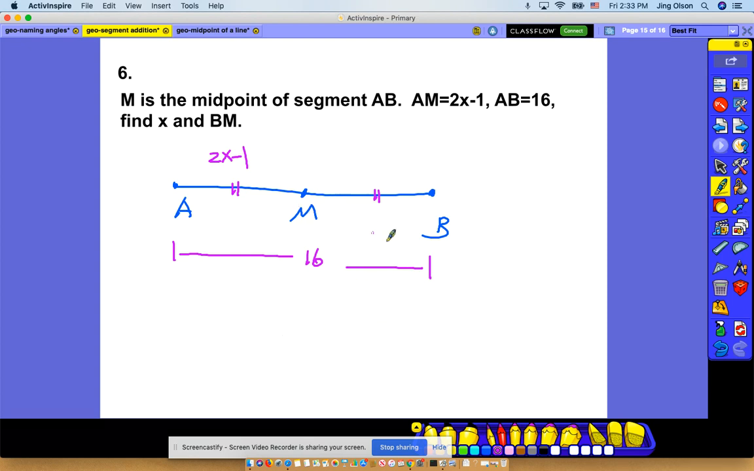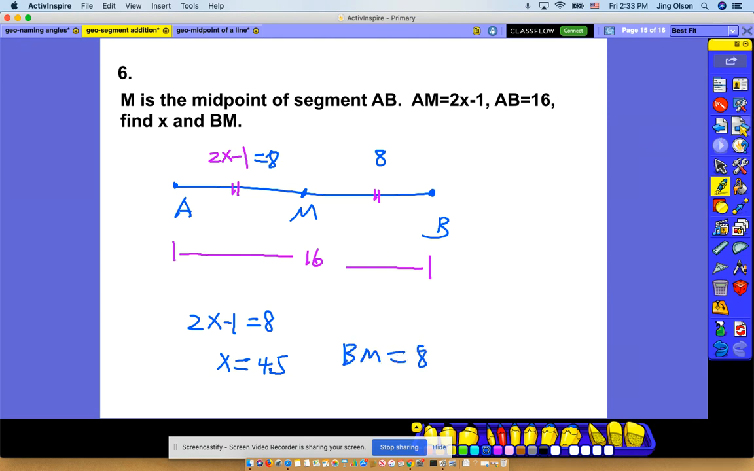Well, this one's pretty much the same as the previous one, right? If the whole thing is 16, each one is going to be 8. This one is 8, and this one is 8, right? 8 plus 8 is 16, so the equation is 2x minus 1 is equal to 8. So x is equal to 4.5, right? If it's plus 1, you get 9. 9 divided by 2 is 4.5. So BM is just 8.